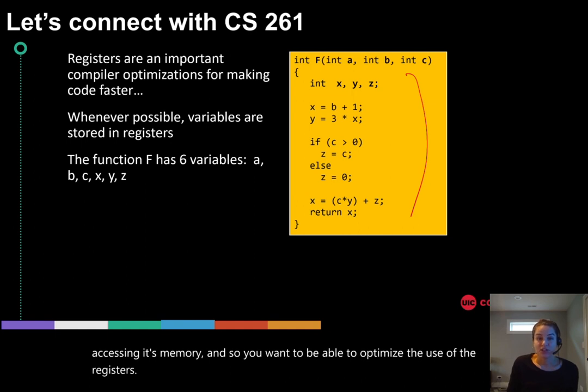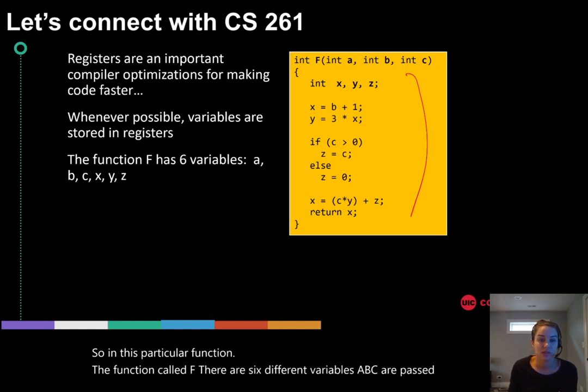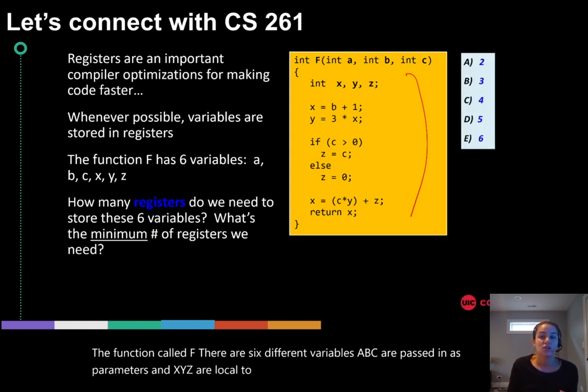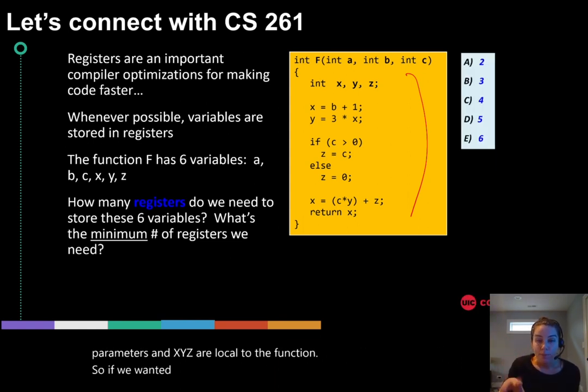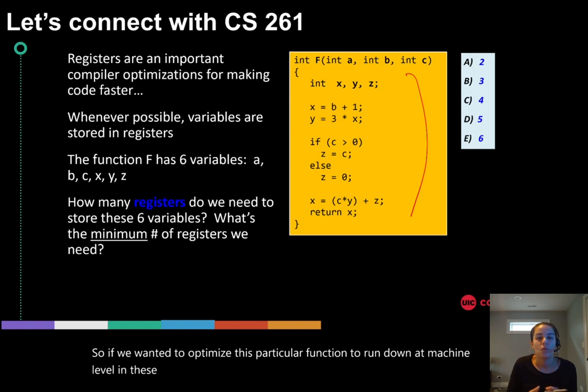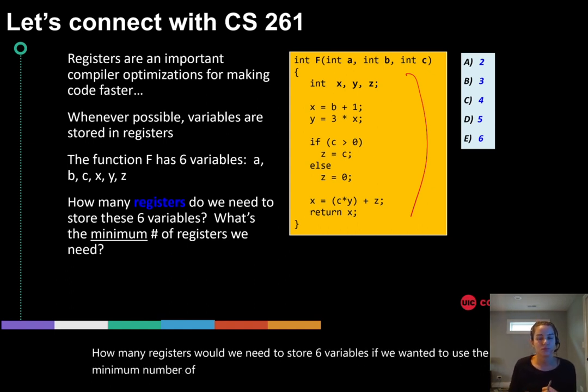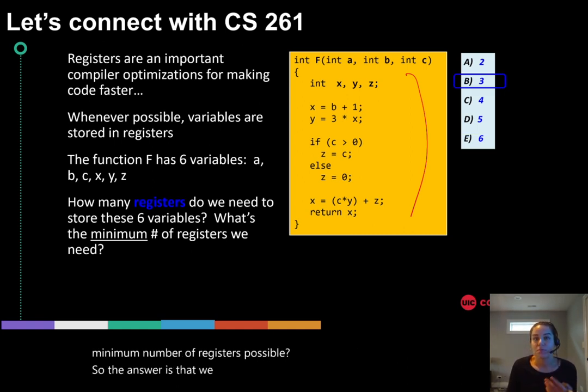So in this particular function, the function called f, there are 6 different variables. A, B, and C are passed in as parameters, and x, y, z are local to the function. If we wanted to optimize this particular function to run down at machine level in these registers, how many registers would we need to store 6 variables if we wanted to use the minimum number of registers possible? The answer is that we need 3 registers, but let's talk about how we can determine that.